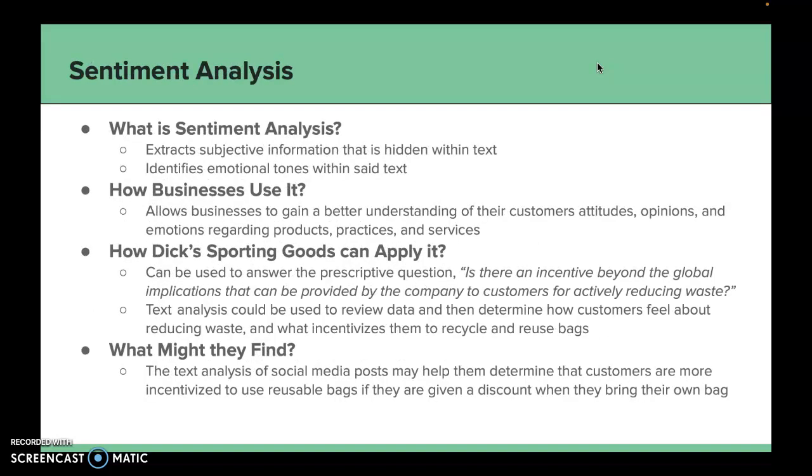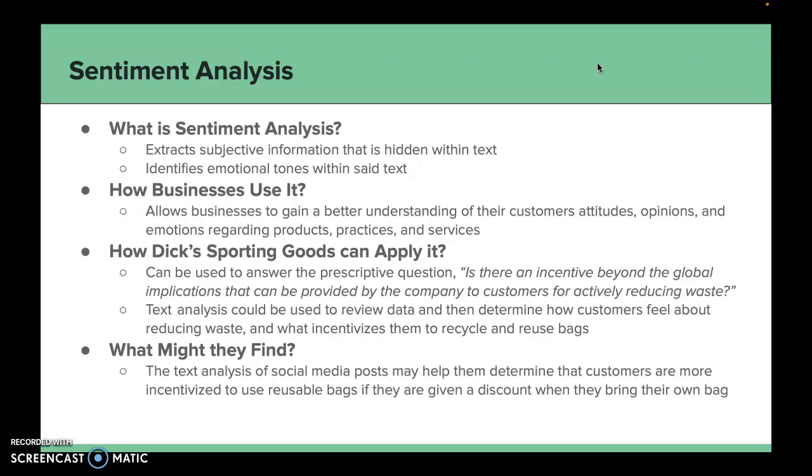And then sentiment analysis. So this is prescriptive. This is the prescriptive example. So what is it? It extracts subjective information that's hidden within the text, and it identifies the emotional tones within said text. So it identifies what could be going on behind the text. How businesses use it, it allows them to gain a better understanding of their customers' attitudes and opinions and emotions regarding products, practices, and services.